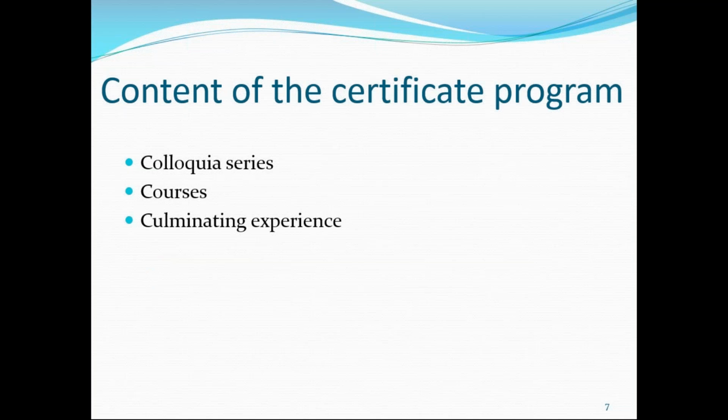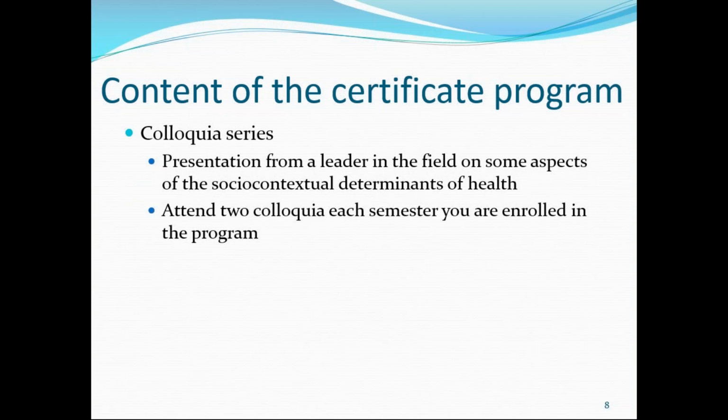There are 3 sets of requirements that you have to fulfill if you want to earn the certificate. You have to attend our colloquia series. You have to take certain core and elective courses, and you also have to complete a culminating experience before you graduate. The colloquia series consists of presentations from leaders in the field on some aspects of the socio-contextual determinants of health. We offer 3 events each semester. You have to attend 2 each semester that you're enrolled in the program.